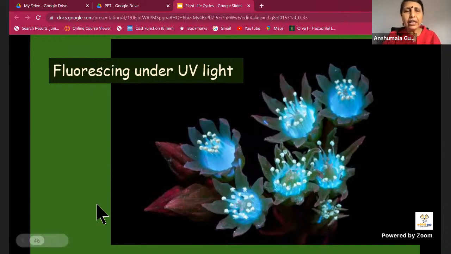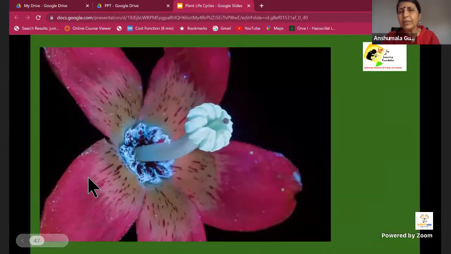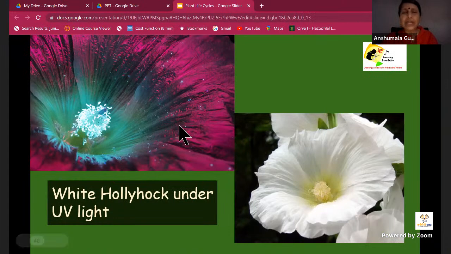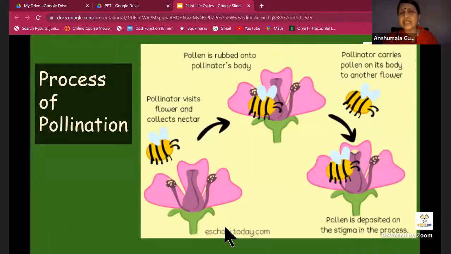We'll have to have a dark room, but you can see that some parts of the flower start fluorescing, which means they become very luminous, especially the parts which are important in pollination. Look at this. The male tips are shining. Similarly, the channel where the insect needs to go is shining. Look at a hollyhock, as it seems to us versus as it seems to insects, glowing under ultraviolet light.